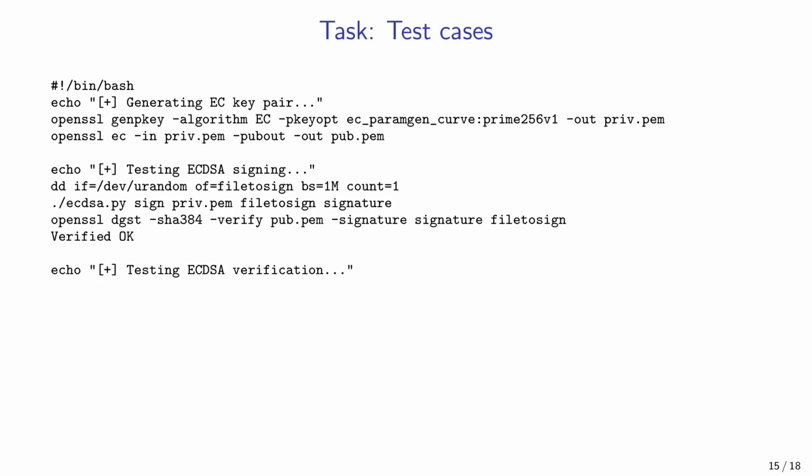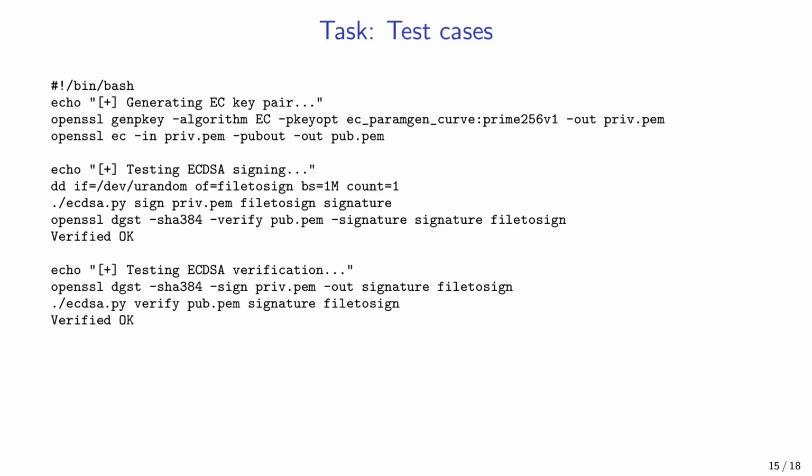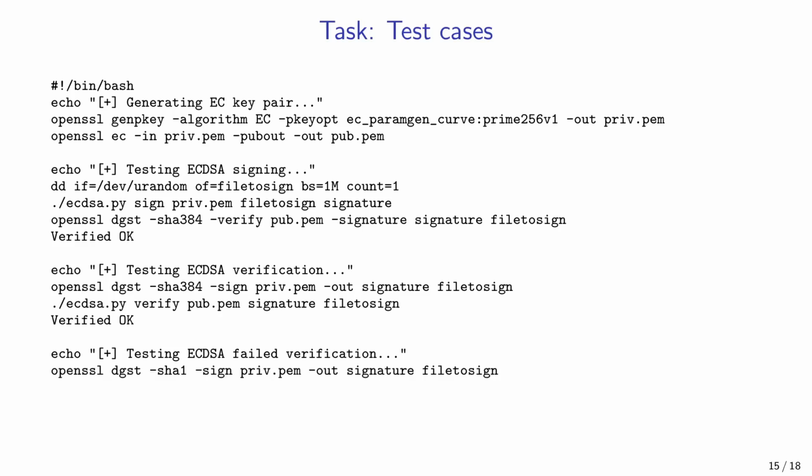To test verification of the signature, we create a signature using OpenSSL, verify it using our utility, and it should output verified OK. To test a failed verification, we create a signature using a wrong hash algorithm, so this will sign a wrong hash value, verify it using our utility, and it should output verification failure.